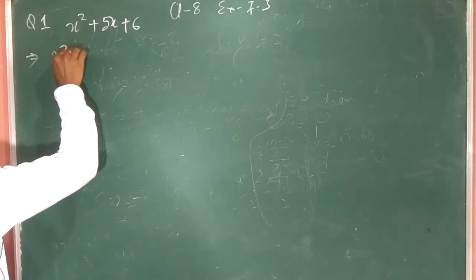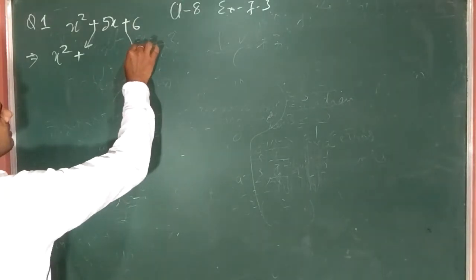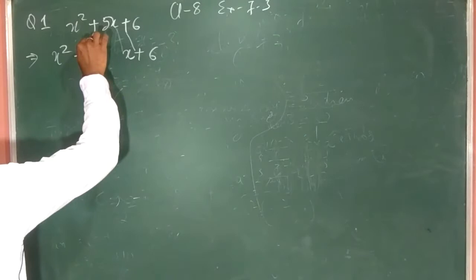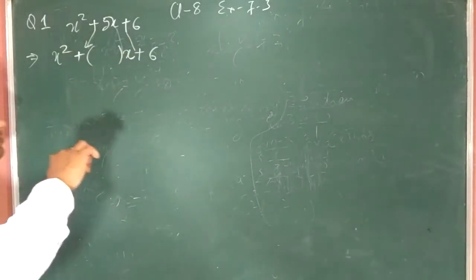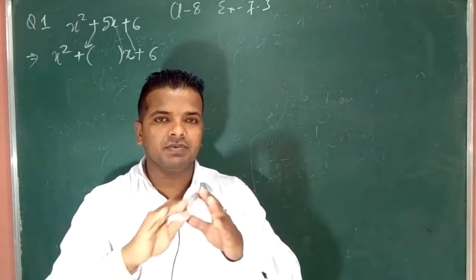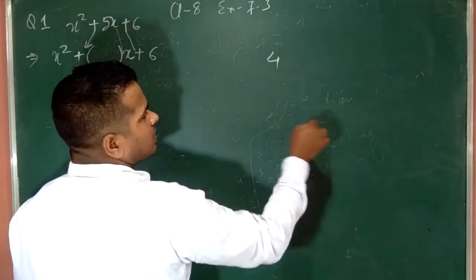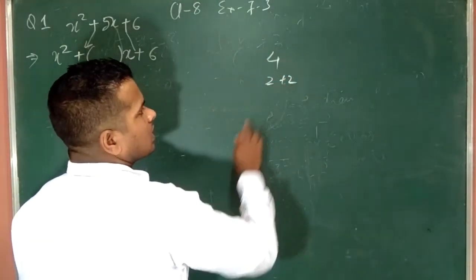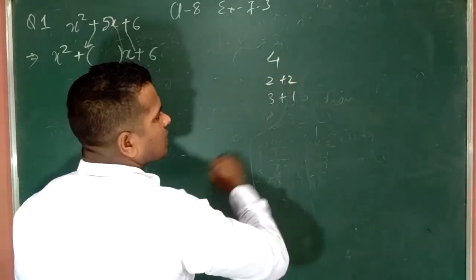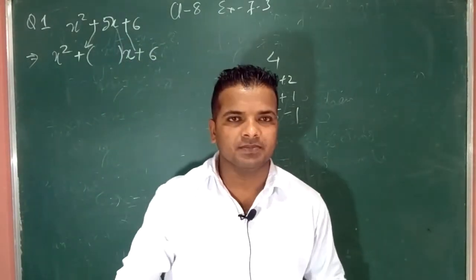then x square stays the same, the plus x is the same, and 6 is the same. Only this 5 is split. Splitting the middle term means the middle number is split into two parts. Like 4 can be written as 2 plus 2, 3 plus 1, or 5 minus 1. This is called splitting the middle term.